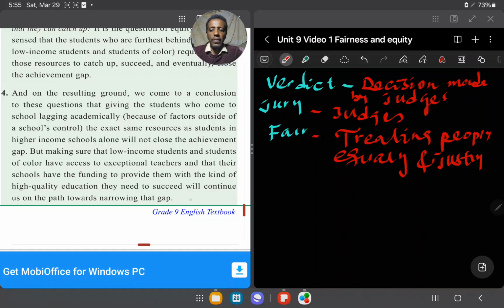And their schools have funding to provide them with the kind of high quality education they need to succeed will continue as on past towards narrowing that gap.